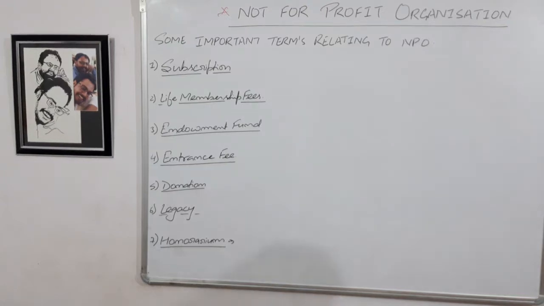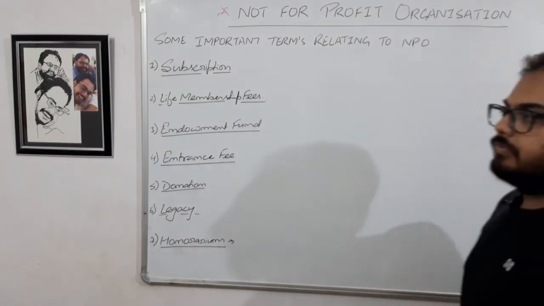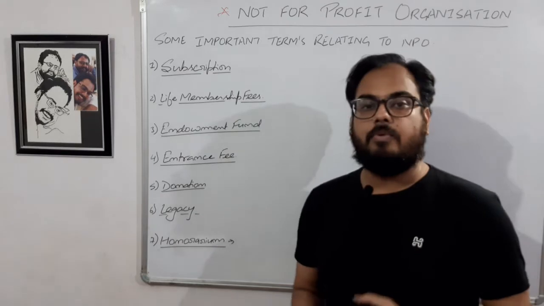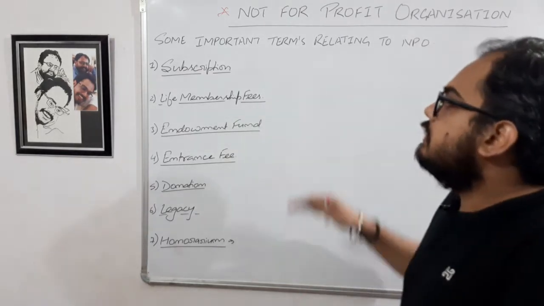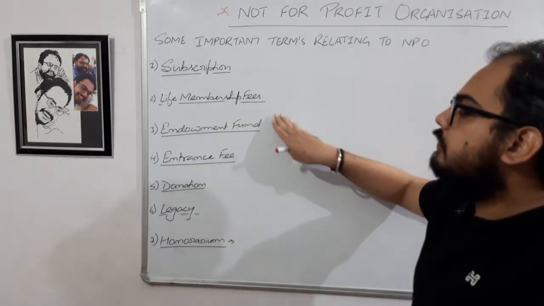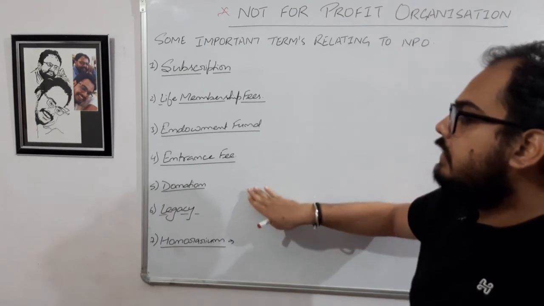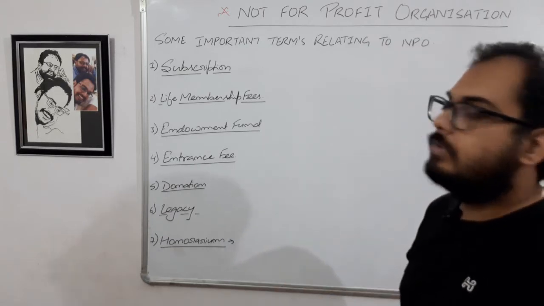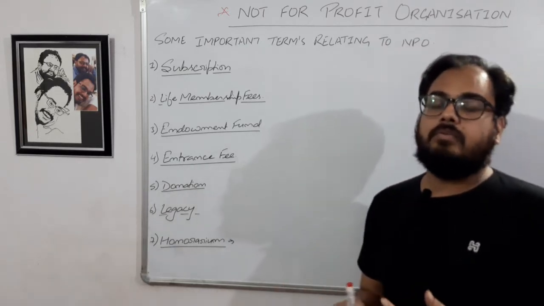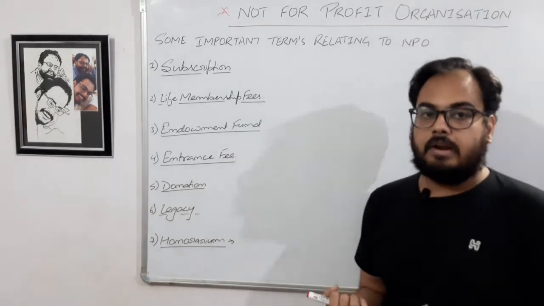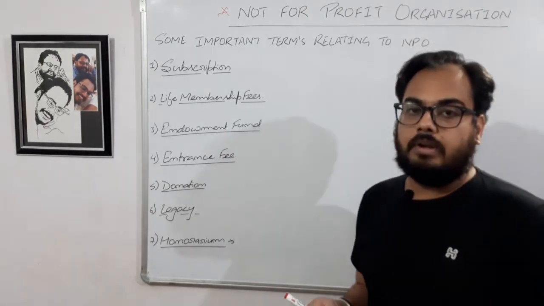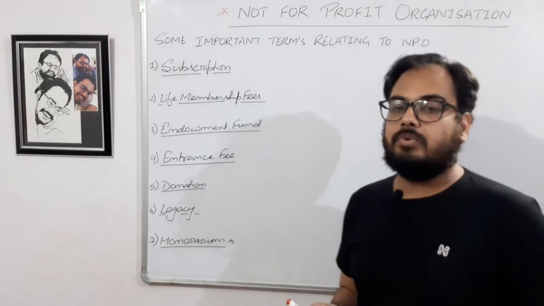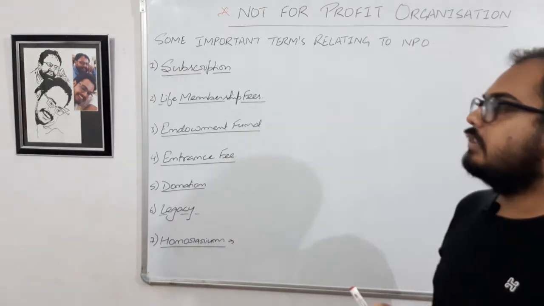Everyone, today we'll talk about some basic terms which are very frequently or commonly used in case of a not-for-profit organization. These terms are subscription, life membership fee, endowment fund, entrance fee, donation, legacy and honorarium. So today we'll understand the meaning of these terms and where they are shown in our final statement, that either they are shown in income and expenditure account or they are shown in the balance sheet.